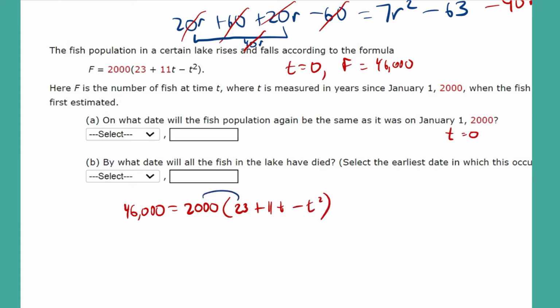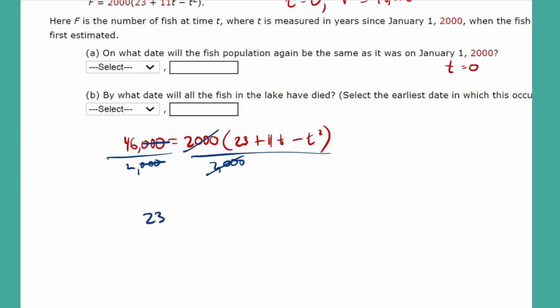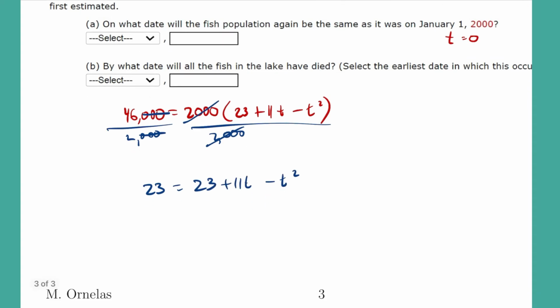Now we can distribute. So the fish population, we need it to be 46,000, and this is the right side of the equation. We've got to solve for t. Actually, what I recommend, instead of distributing, that's going to just make the numbers really large. Instead of distributing, we can just divide both sides by 2,000. That'll make our lives a lot easier. So if you divide that out, you're just going to get 46 divided by 2, which is 23. Now that's much easier to deal with.